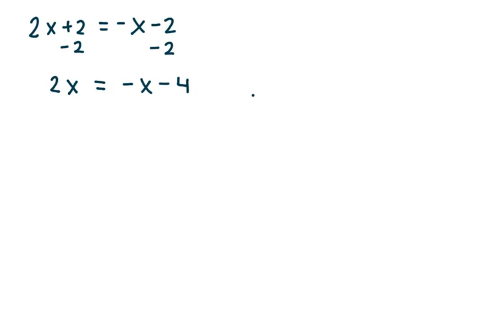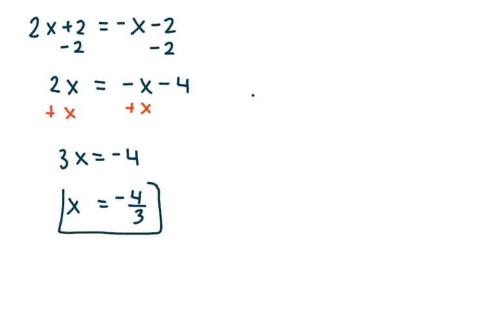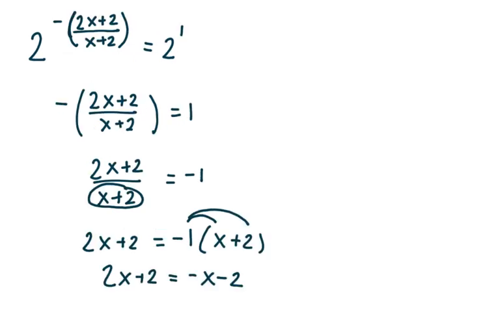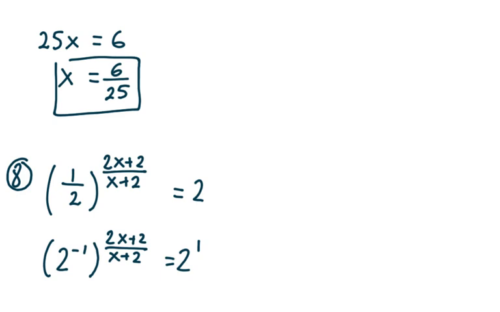And then from here, I'm going to add x to both sides because I want x's on one side, number on the other side. And so 3x is equal to negative 4. And if I divide both sides by 3, I get x equals negative 4/3. And then one thing I would like to mention is a way to check this, and I didn't check this for any of the examples, is I can go back to the original equation and replace x with negative 4/3. And you will see in the end that you will get 2 back.